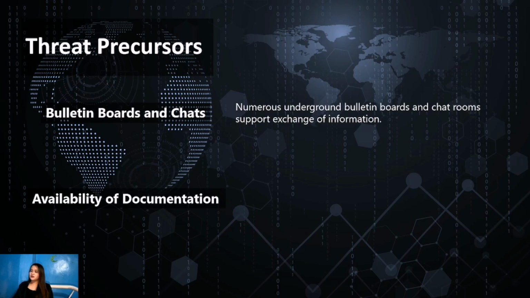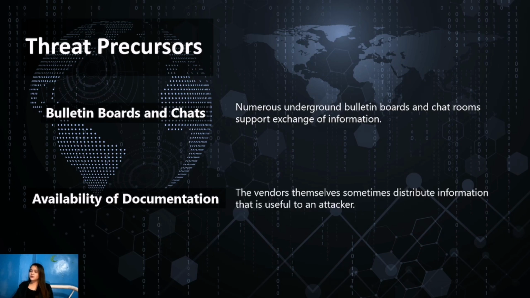Next is the availability of documentation. The vendors themselves sometimes distribute information that is useful to an attacker. For example, Microsoft produces a resource kit by which an application vendor can investigate a Microsoft product in order to develop compatible complementary applications. This toolkit also gives the attacker tools to use in investigating a product that can subsequently be the target of an attack.